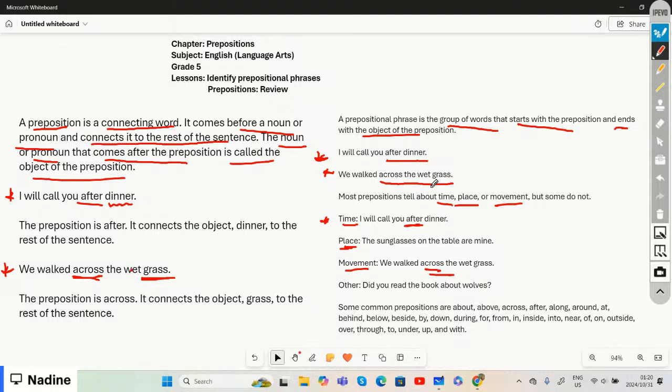All right, so when it comes to prepositions, we said prepositional phrases also. A prepositional phrase starts with the preposition and ends with the object of preposition. That is a prepositional phrase.